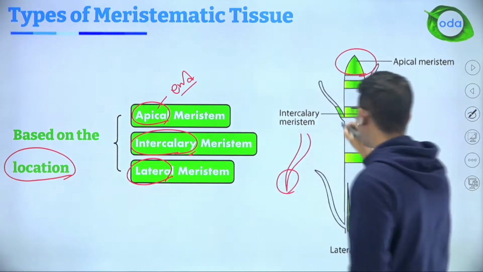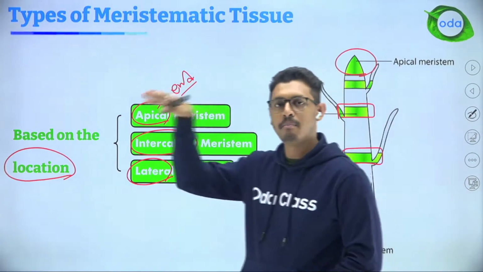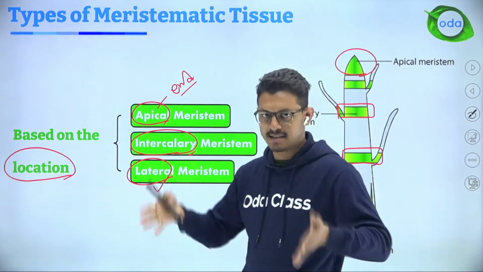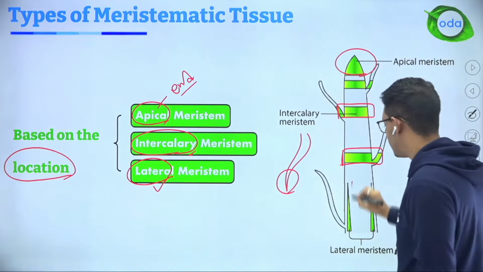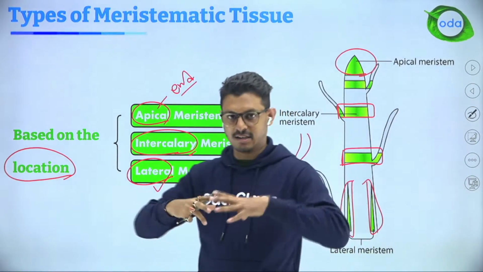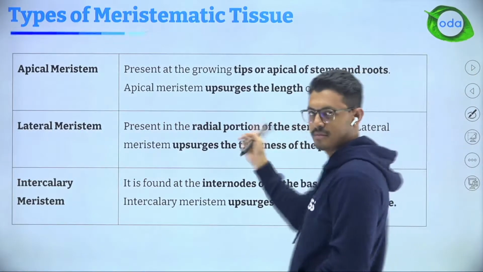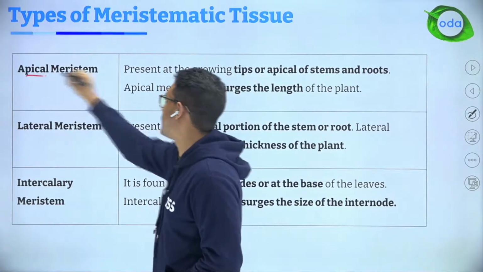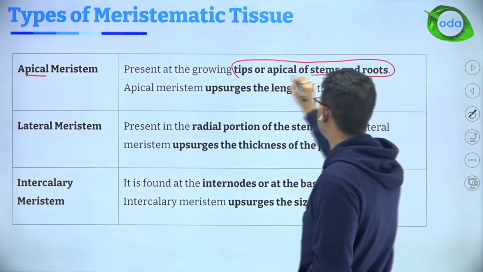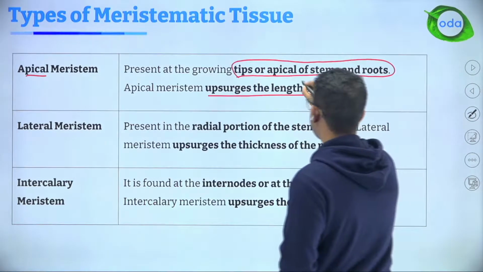Intercalary, on the other hand, will be in between. These are the places from where the plant usually develops a bud, which eventually becomes a branch. Lateral means sidewise. Lateral will usually be on the side of the stems or roots to make them girthier, fatter, and thicker in size. To give you a better idea about their function, read this one. When it comes to apical meristem, these will be present at the tip or apicals of stems and roots, whereas apical meristem mainly increases the length of the plant.